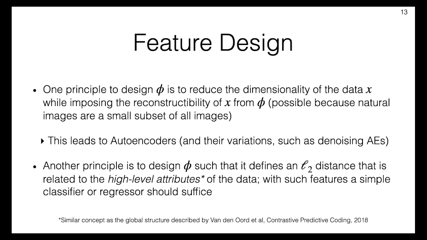Another option to design them is to impose constraints that change the metric in desired ways. For example, we might want features that share a similar high-level attribute to be closer than those who don't share it. With high-level attribute, I mean something analogous to the global structure mentioned by van den Oord et al. in the Contrastive Predictive Coding paper. In any case, in the next slide, I will try to define more precisely what a high-level attribute is.